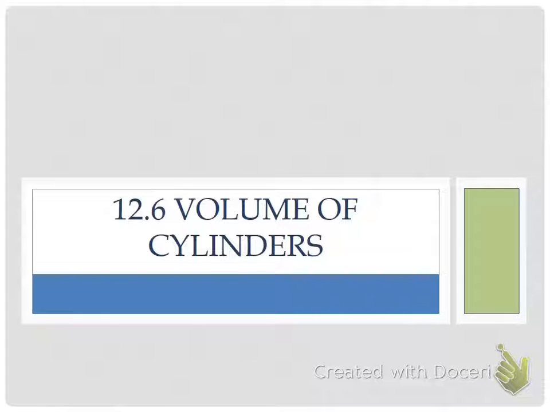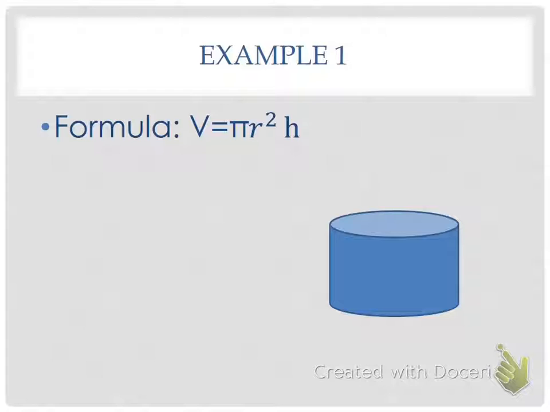So today we're in our final section of chapter 12, section 6, volume of cylinders. One more formula to learn. The formula is V equals pi r squared h, where r stands for, what do you think? The radius. And h stands for the height. All right, r for radius, h for height. And what do I use for pi?